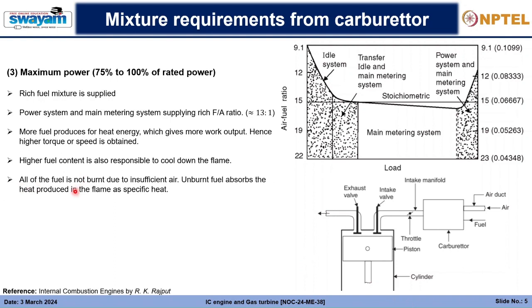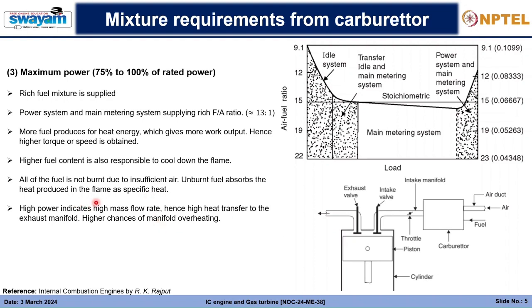So all of the fuel is not burnt due to insufficient air. Unburnt fuel absorbs the heat produced in the flame as specific heat. Okay, and when it absorbs the heat produced and it is expelled out, you're basically expelling out the excess heat energy, and saving your entire system.